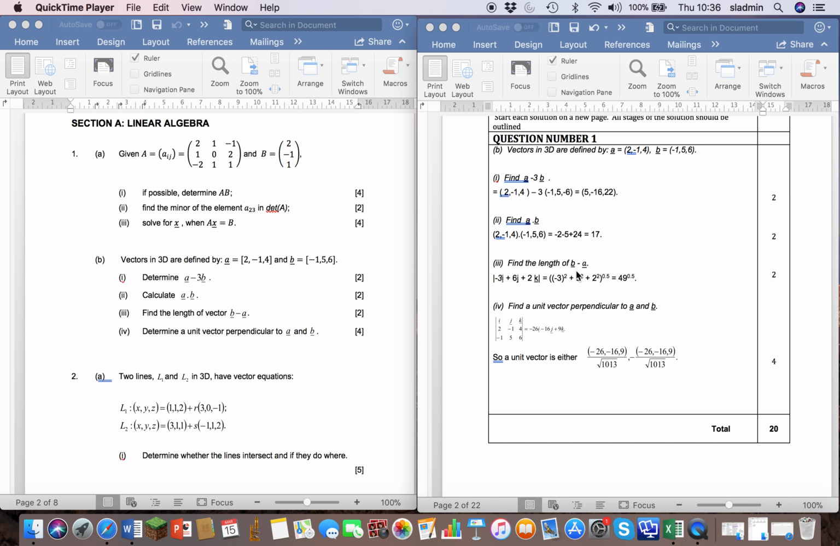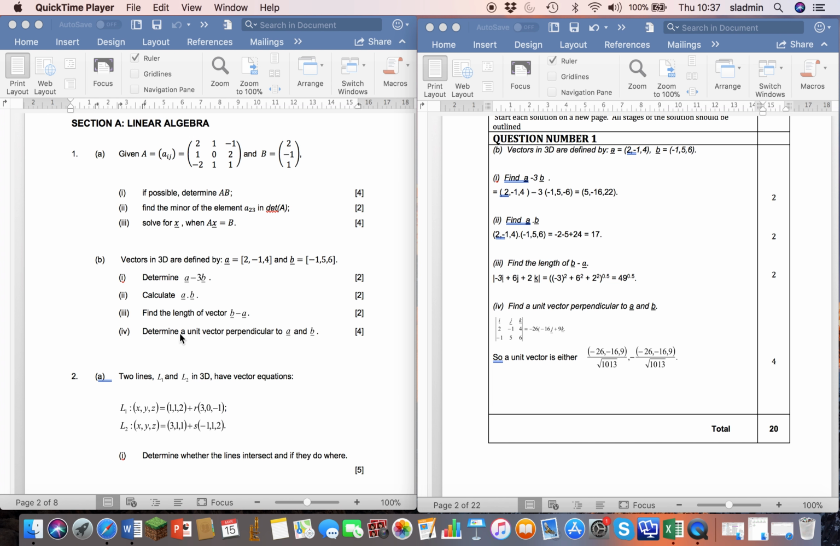To find the length of the vector B minus A, first of all we take B and we subtract A to give the vector minus 3, 6, 2, and then we use the Euclidean norm to find the length. So we take the square root of the sum of each element squared, and you'll see you get the square root of 49.